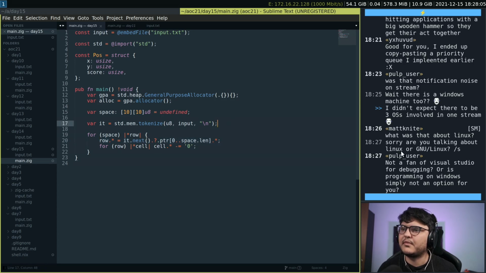Okay, we'll see. Not a fan of Visual Studio for debugging. I don't want to program on Windows at all. So I'm not a fan of Visual Studio, period. I know that the debugging experience is better. It's not bad, it has a bunch of features. The problem for me is everything else related to Visual Studio. 45 minutes to install it, keeps breaking for no reason.